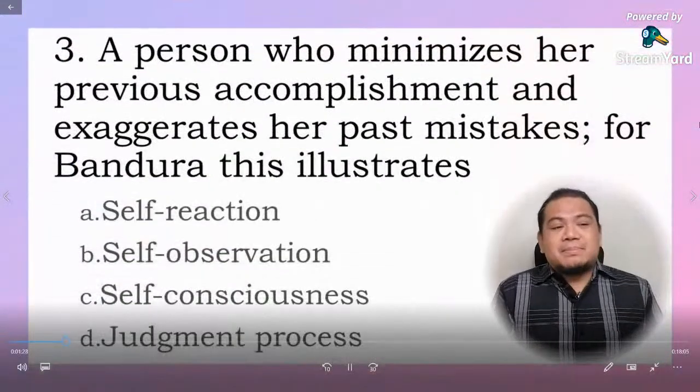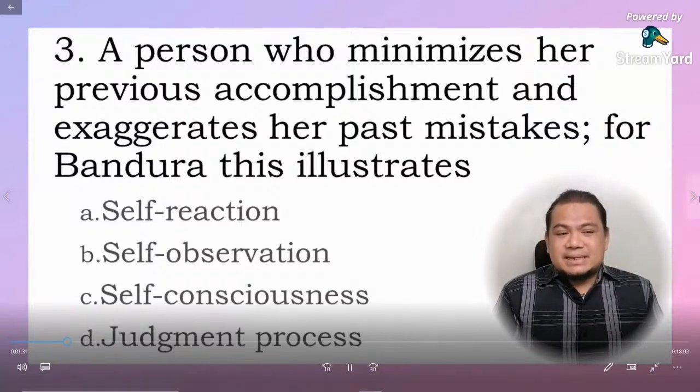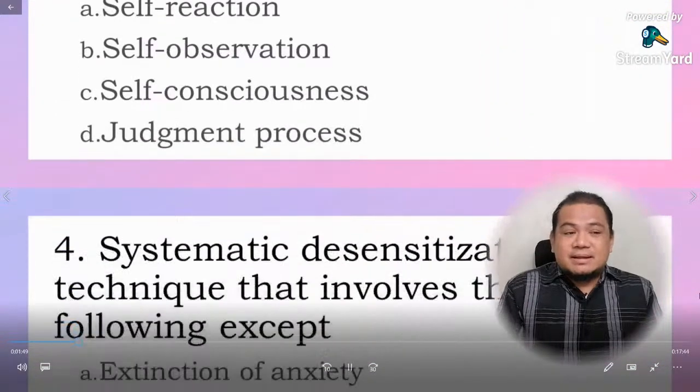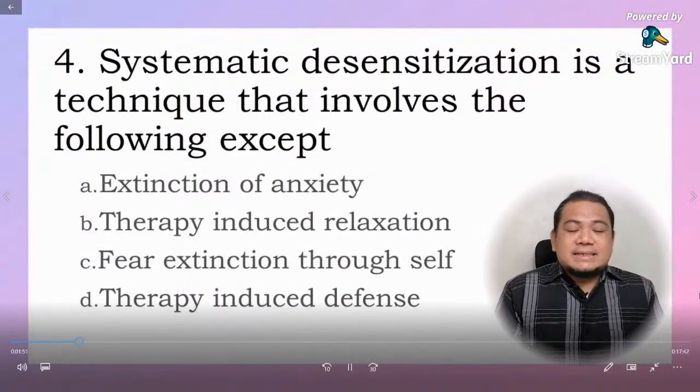Number 3, a person who minimizes her previous accomplishments and exaggerates her past mistakes. For Bandura, this illustrates A, self-reaction, B, self-observation, C, self-consciousness, and D, judgment process.